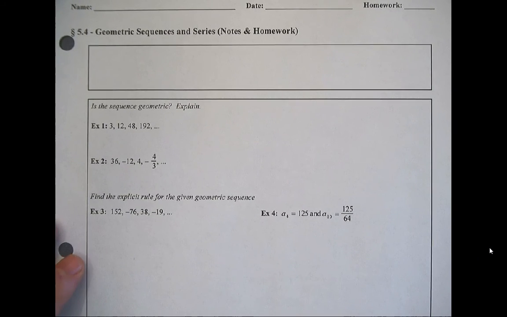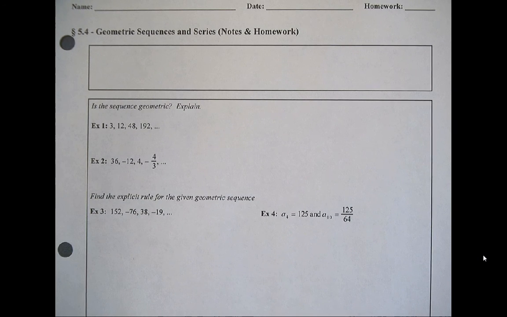Hey folks, today we are talking about geometric sequences and series. Last time we talked about arithmetic sequences and series. The only twist in a geometric, if you remember, is that arithmetics moved along by plus 5, plus 5, plus 5, plus 5. A geometric would move along by times 5, times 5, times 5, times 5.